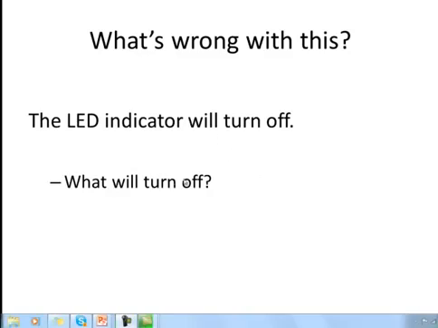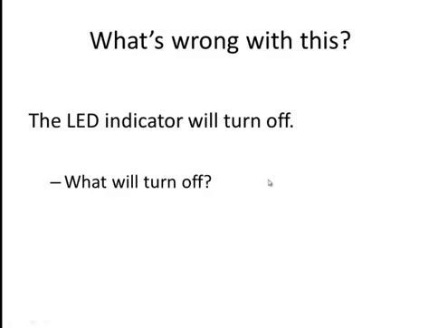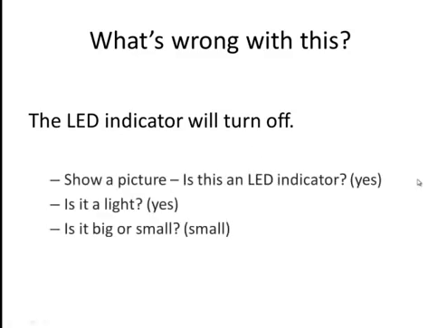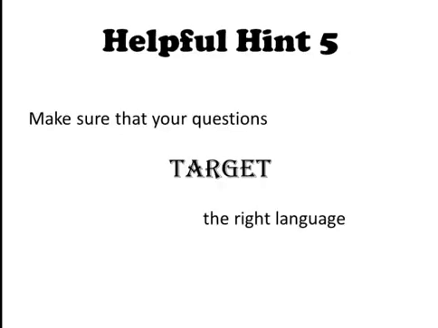Okay, so here I'm looking at the turning off, really. So what would be better would be probably to show a picture. With concrete nouns, this is often the easiest thing. Maybe, is it a light? Is it big or small? It's small. So make sure that your questions target the right language, that you're not asking about the switching on or off, you're actually asking about the LED indicator in this case. So make sure that you're targeting the right language.